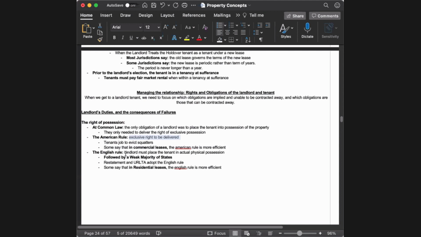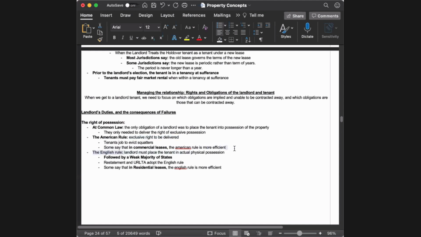Now contrast that with the English rule, which is that the landlord must place the tenant in actual physical possession. So essentially the American rule is that all you have to do is convey the property insofar as they have the right to exclusively possess it. You don't actually, under the American rule, have to give somebody the property. You just have to give them the contractual right to the property.